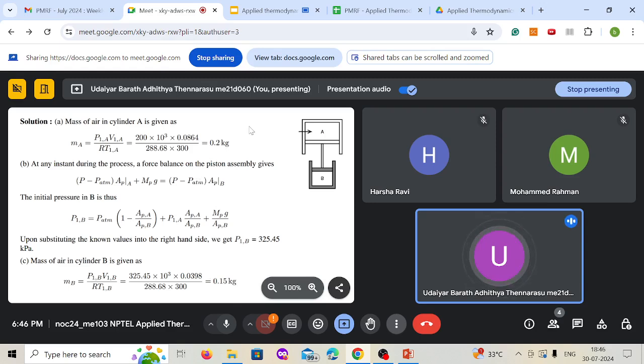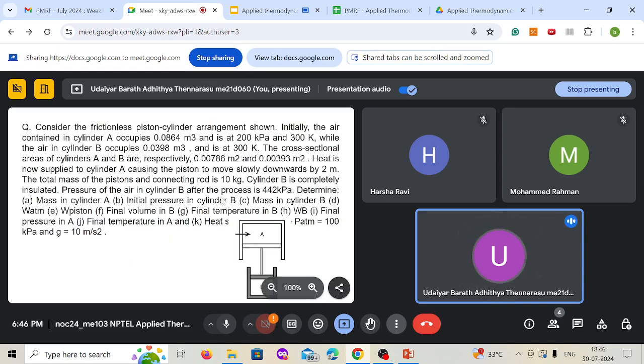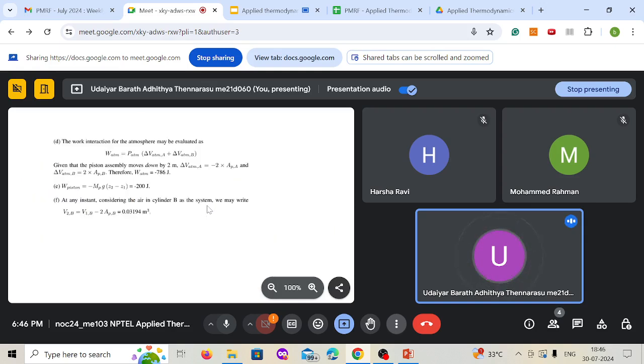So from this we have found out all three of the unknowns asked. They asked to find out mass of A, mass of B, and the initial pressure of B. So that we have found out. So A, B, and C are found out. Next is to find out the work done.